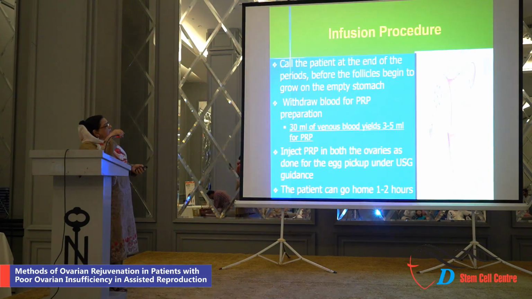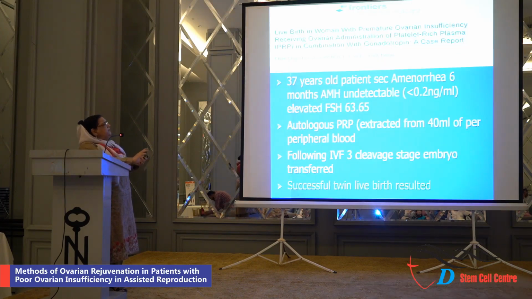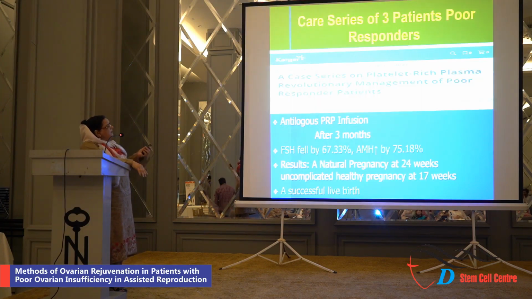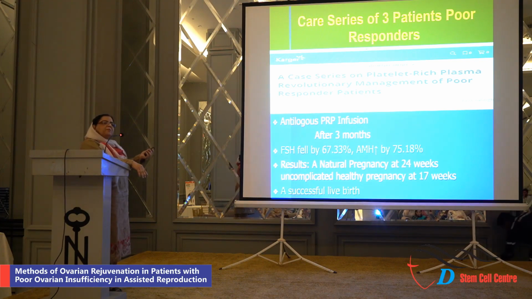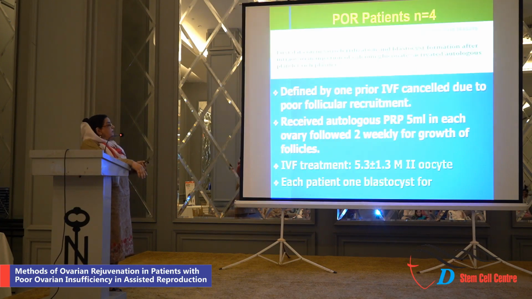So this is the PRP preparation process. The infusion is done under transvaginal ultrasound, with a needle attached, and you inject it directly into the ovary. There were various studies, but they were all case reports, and they got successful pregnancies after PRP injections. This is another case series where they carried out autologous PRP, and the markers of ovarian reserve changed: FSH level fell, and another marker of ovarian reserve, AMH, increased after the PRP. Another data set on in vitro fertilization showed they were able to offer each patient one blastocyst that was prepared.